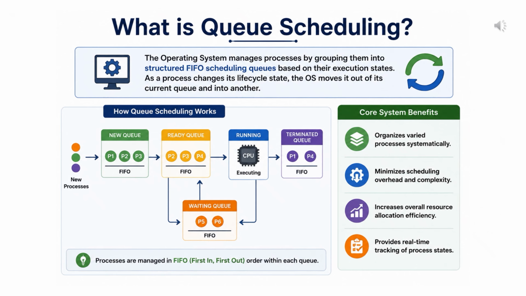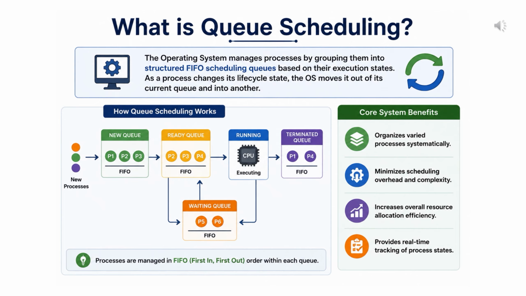Now that we understand the goals of process scheduling, let's see how the operating system actually organizes processes. The operating system groups processes into different queues based on their current state. As a process changes its state, the operating system automatically moves it from one queue to another. This approach is called queue scheduling. Using queues helps the operating system organize thousands of processes efficiently. It reduces scheduling complexity, improves resource utilization, and allows the scheduler to quickly identify which process should run next.